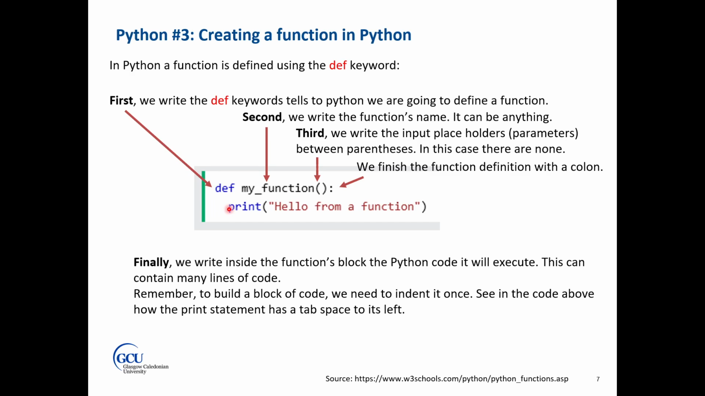By one tab space. So after the colon, the next lines and the next block of lines, all of them need to be tabbed once. If they go back, like if the next line, for example, was at the same level as the def, it means that it will be considered as outside of the function code and it's not going to be executed when we invoke this function.